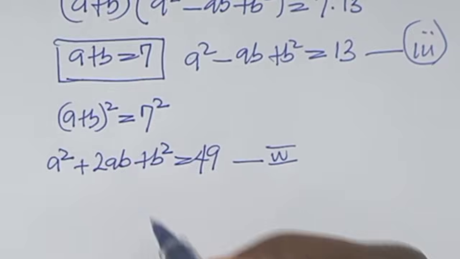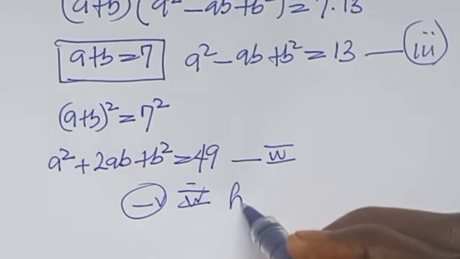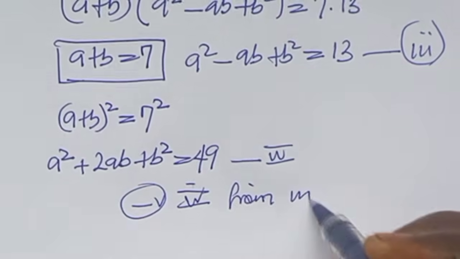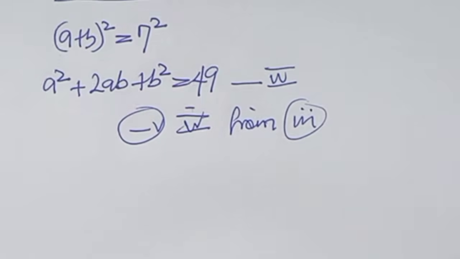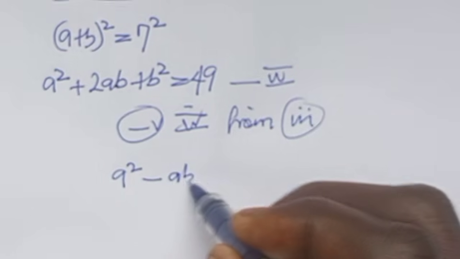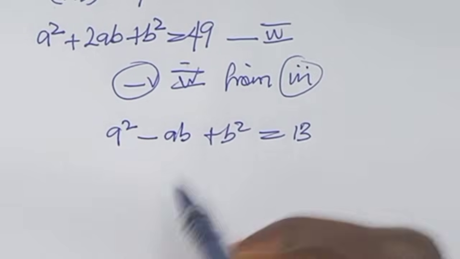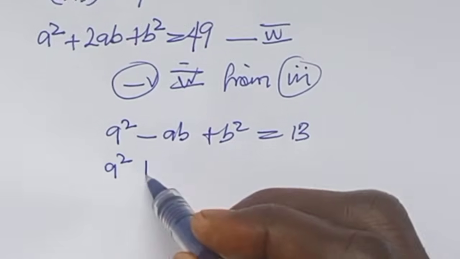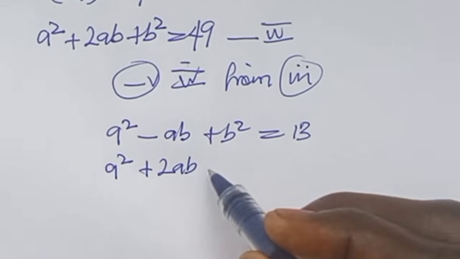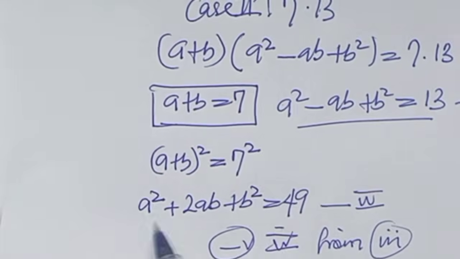So again, we subtract equation 4 from equation 3. Equation 3 is a to the power of 2 minus ab plus b squared equals 13, and equation 4 is a to the power of 2 plus 2ab plus b squared equals 49.